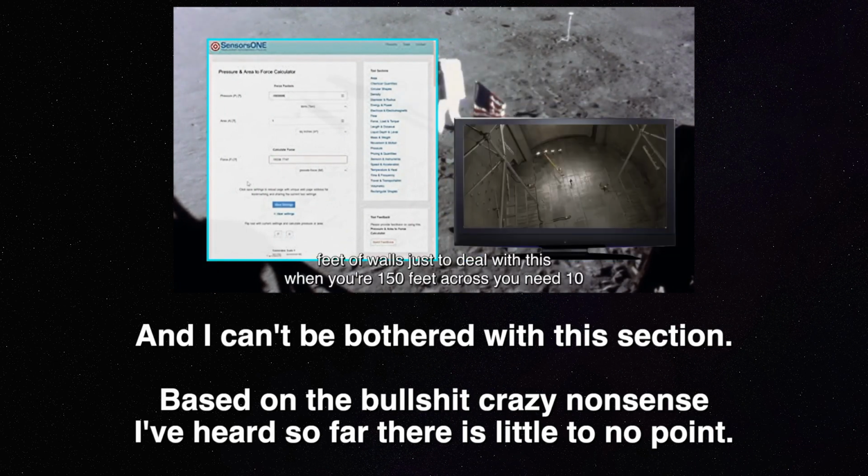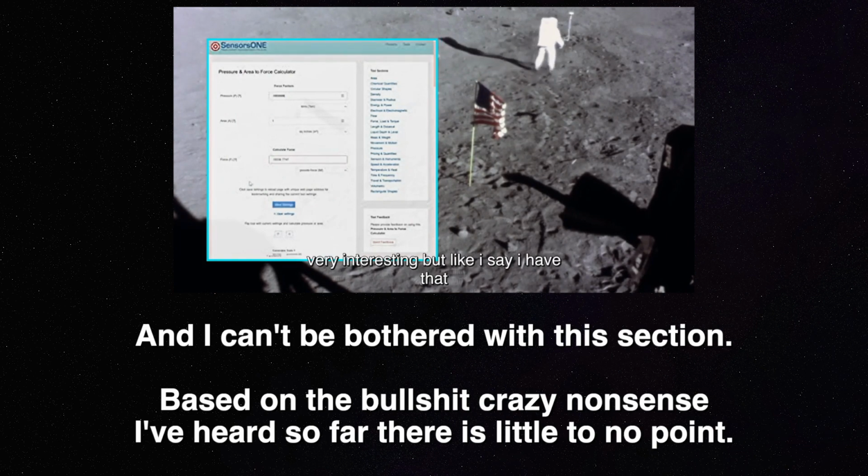When you're 150 feet across, you need 10 feet of walls just to deal with this much pressure. And this calculator is the only one that calculates the force. That is why people need to understand that. Very interesting. But like I said, I've looked at other calculators and they simply failed.